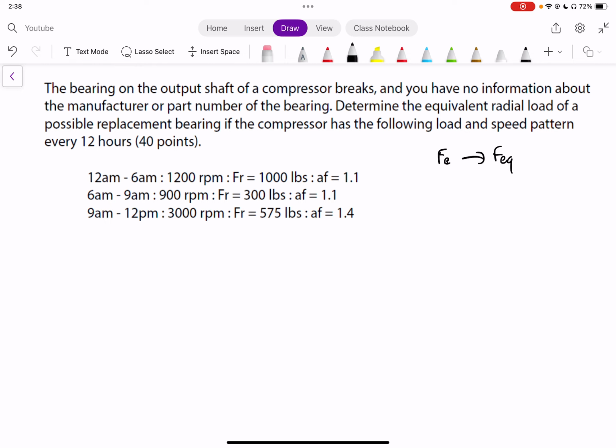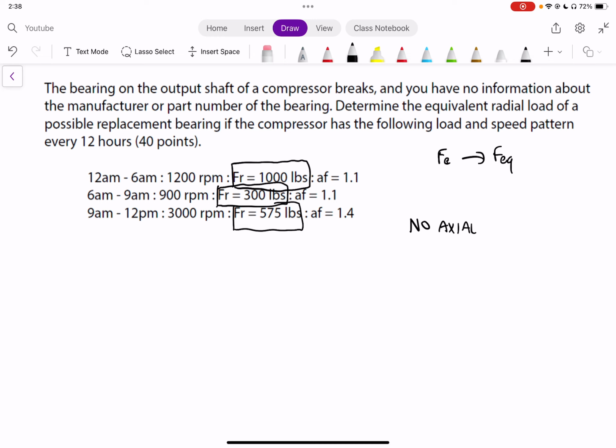Now we're told that we have different radial loads. We're told we have 1,000 pounds, 300 pounds, and 575 pounds as our 3 different loads. We're given these loads and we're told they're all radial, so we assume that there are no axial loads. So our FE is basically going to be equal to our FR.